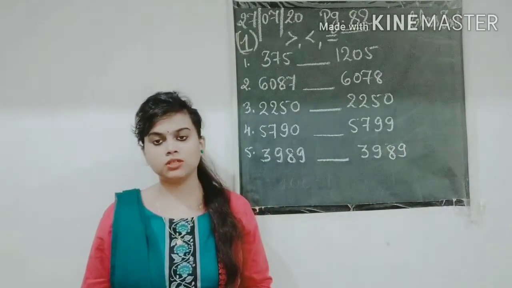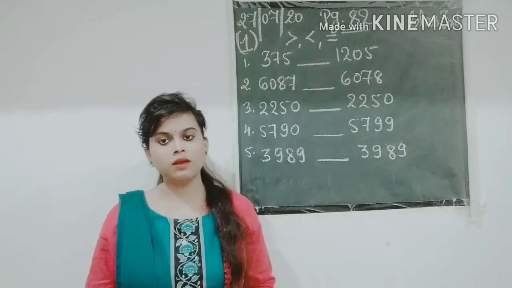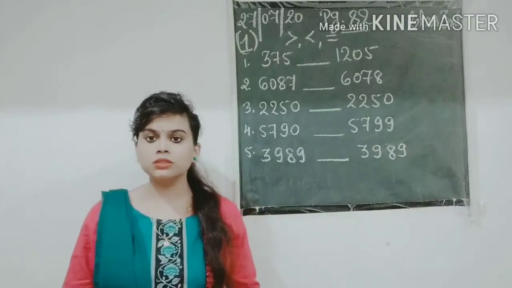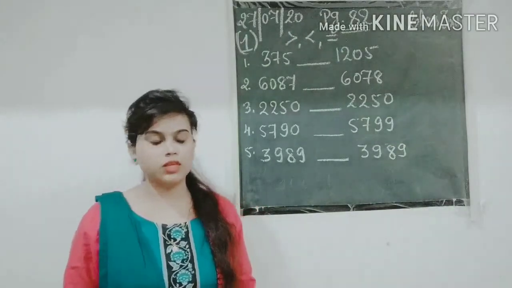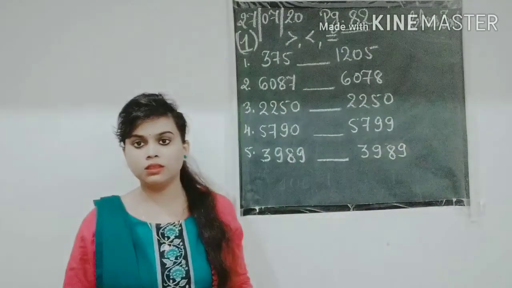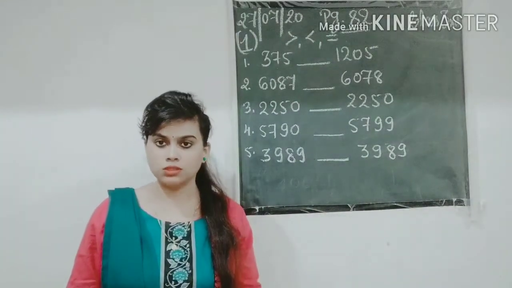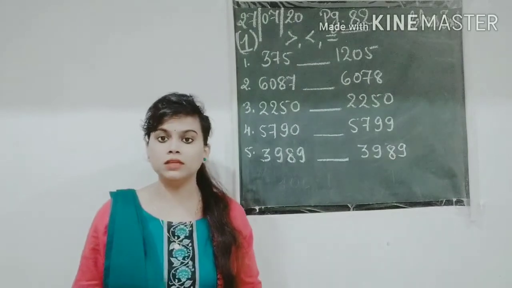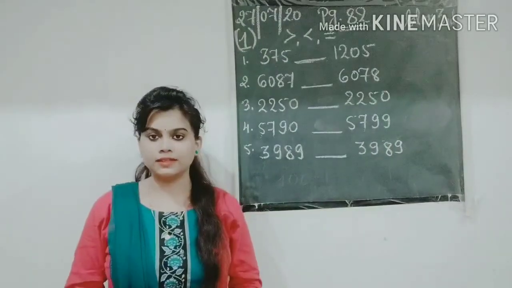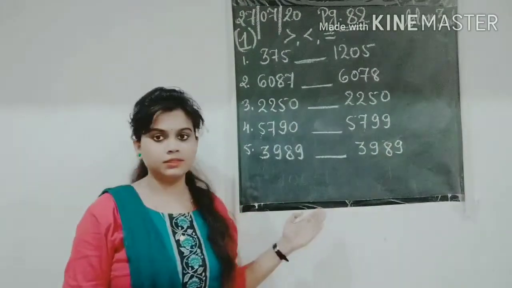Now let us solve the exercise questions. It is given on page number 82 in your textbook, and there are 9 questions. I am solving the first 5 questions here with you all, and the rest of the 4 questions you have to do yourself in the textbook as well as in your notebook. So let us solve these 5 questions.